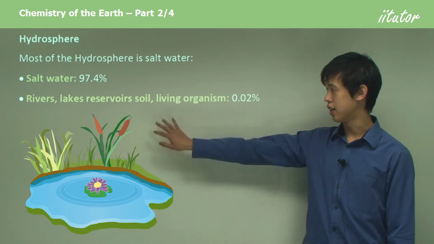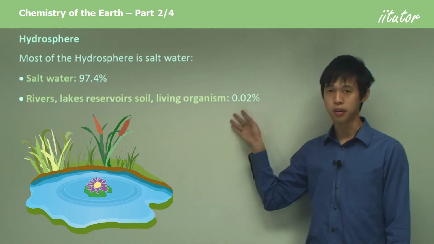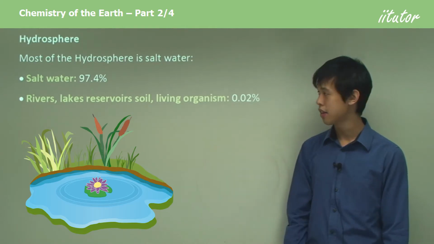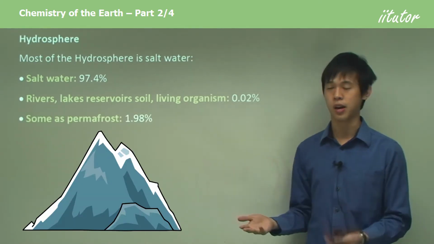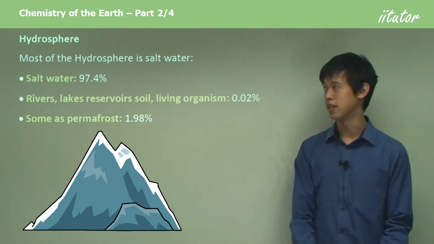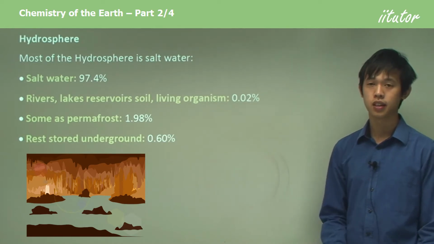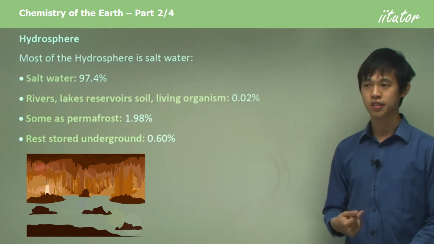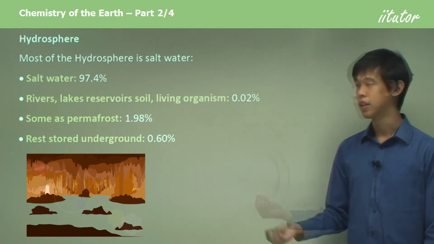Rivers, lakes, reservoirs, soils, and living organisms account for 0.02% of the fresh water on the Earth, and some of the water is frozen as ice in certain areas called permafrost, and that's about 2%. And the remaining part is stored underground in aquifers. Alice Springs runs on a very large water aquifer under the ground, so that's where they get their water from.